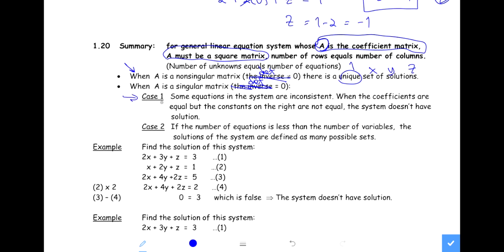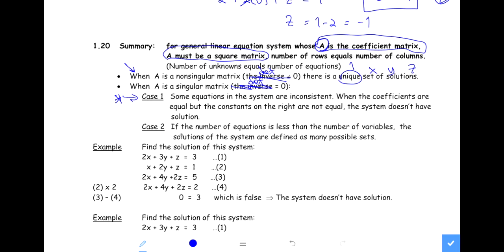Let's say some equations in the system are inconsistent, where the coefficients are equal, but the constants on the right are not equal. The system doesn't have a solution. So what does it mean? I'm gonna show you. Equations are inconsistent: coefficients are equal, but the constants are not equal. Just reading it doesn't make it understandable at all.